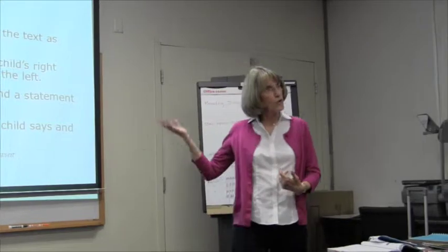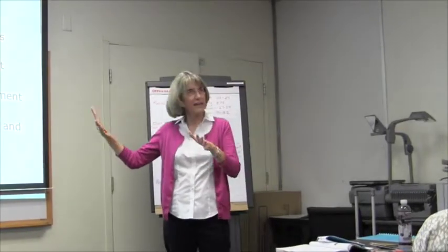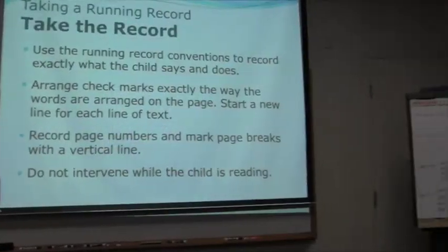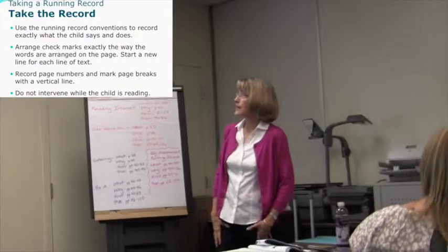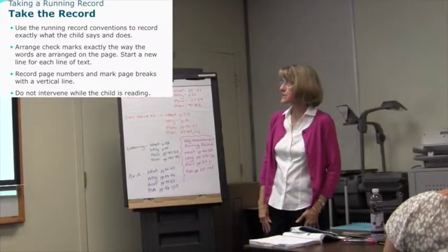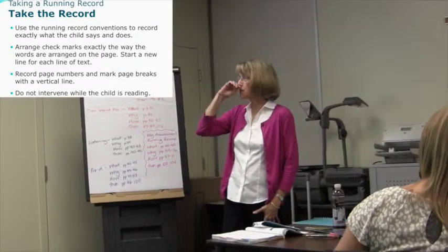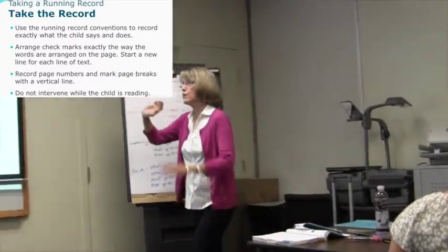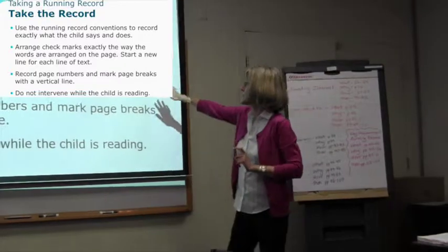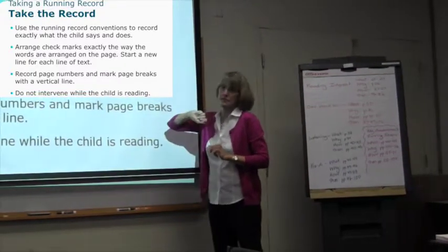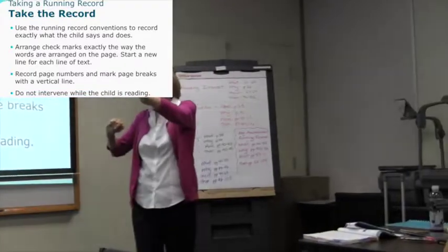And then you're also recording what they say as they're reading. So we're going to talk about running record conventions, and you use those to record exactly what the child says and does. We'll talk about arranging the check marks on the page. When you're making your checks, they're arranged just the way the text is. So every time the text comes down to a new line, so do you.